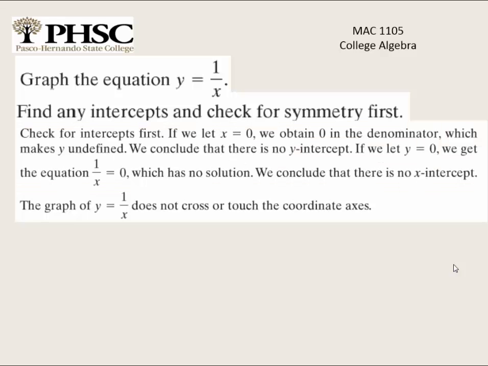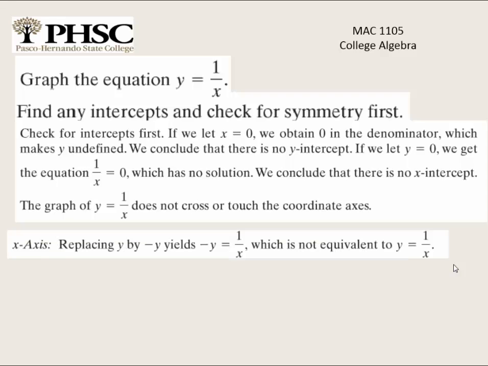So checking for intercepts first. If we let x equal 0, we obtain 0 in the denominator, which makes y undefined. So there is no y-intercept. Now if we let y equal 0, we get the equation 1 over x equals 0, which has no solution. So then we conclude that there is no x-intercept. So the graph of y equals 1 over x does not cross, nor does it touch, any of the coordinate axes.